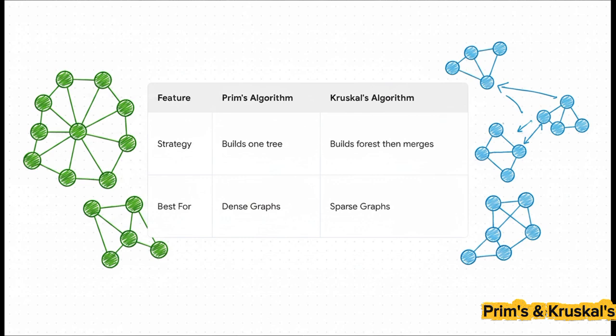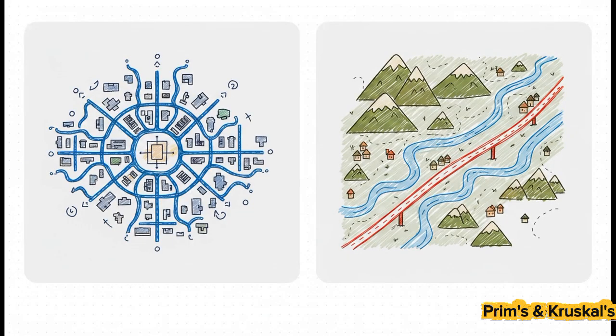And that core difference in strategy is exactly why their performance changes based on the graph. Prim's is your go-to for dense graphs with lots of edges, while Kruskal's is the winner for sparse graphs with fewer edges. And if you need a simple way to remember that, just think of this analogy. Prim's is like building a city's road network, starting from the center and slowly expanding outwards into the suburbs. Kruskal's, on the other hand, is like building the interstate highway system. You first connect major cities with those long, cheap stretches of road, no matter where they are, and eventually the whole country gets linked up.